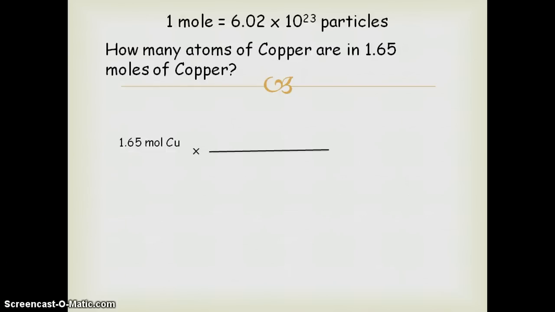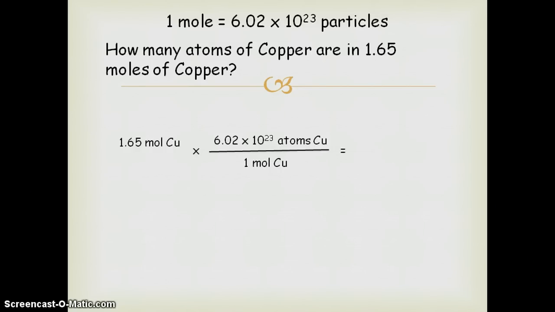Now, when we're setting up our equality to convert this number, we want to make sure that we're able to cancel out the moles of copper. We want to replace those moles of copper with a number of atoms. So our moles of copper need to go on the bottom. And we know that 1 mole of copper is equal to how many particles? Well, it's 6.02 times 10 to the 23rd.